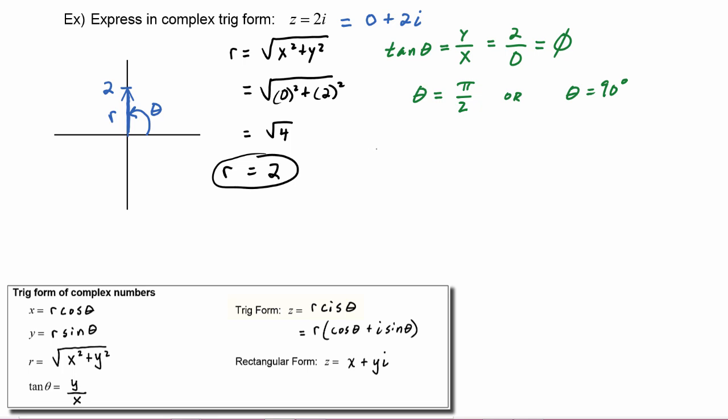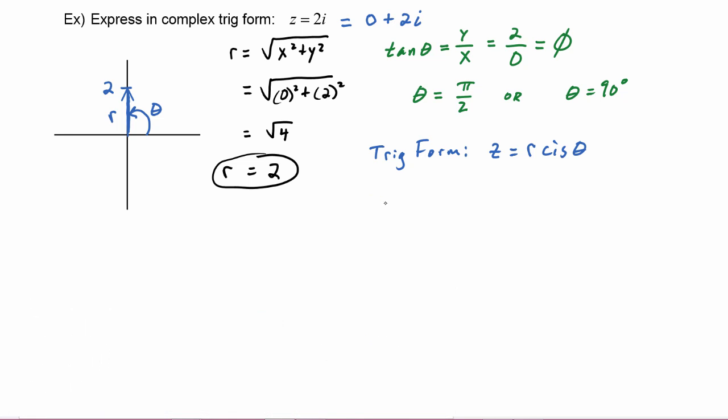We have to write z in trig form, which we know is z equals r cis theta. So if we are in radians, z is equal to 2 cis pi over 2. And if we are in degrees, z will equal 2 cis 90 degrees.